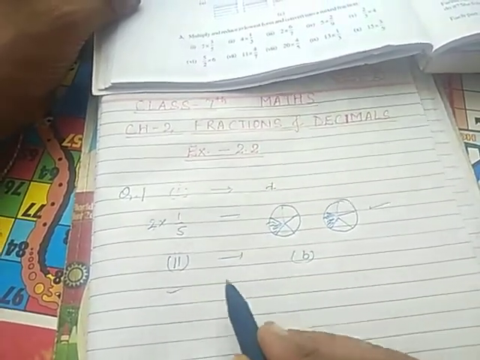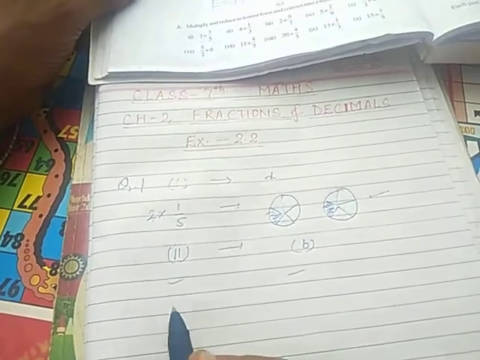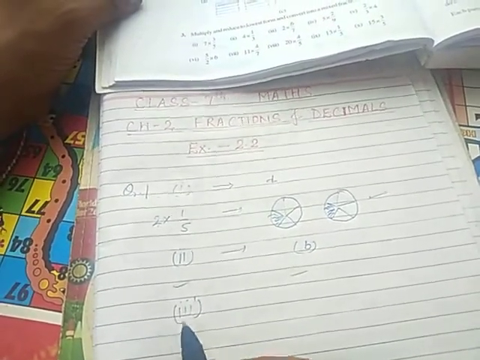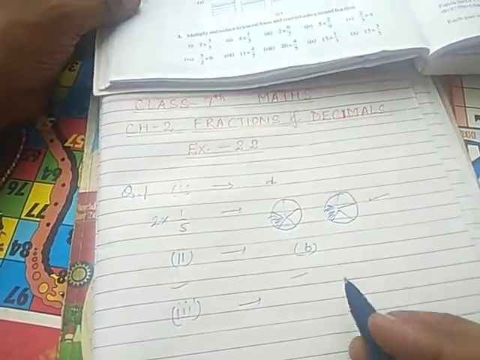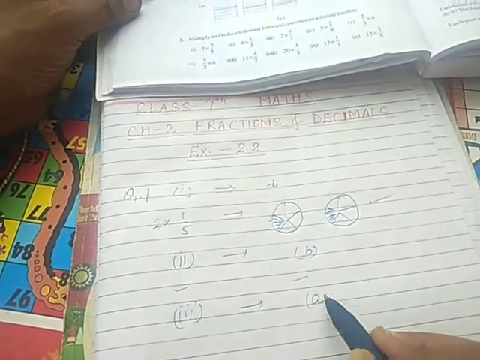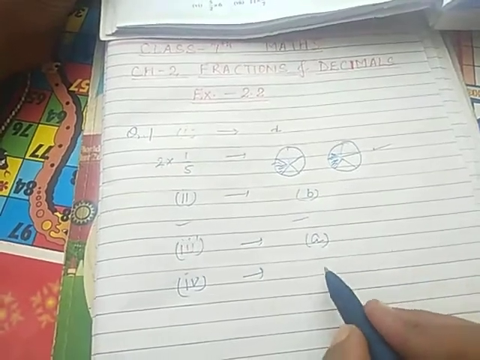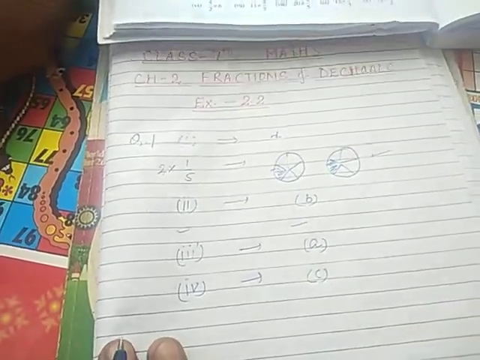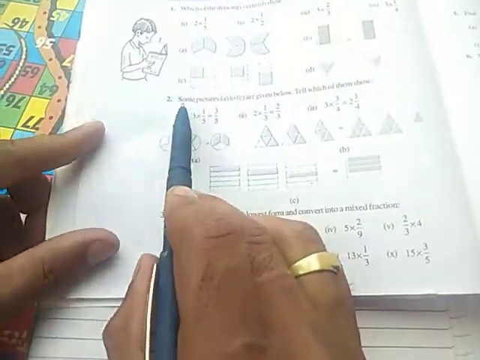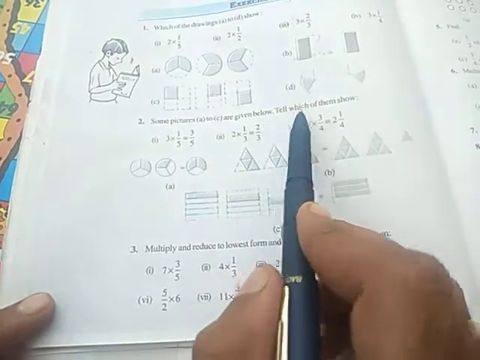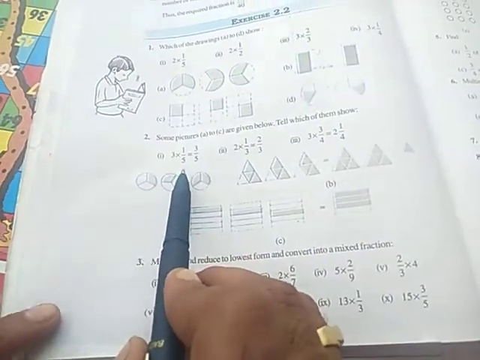Okay, you can make the drawing yourself. The third part will match with A. Okay, and the fourth part will match with C. Okay students, so that was your first question. The second question is: some pictures A to C are given below. Tell which of them show 3 into 1 by 5.